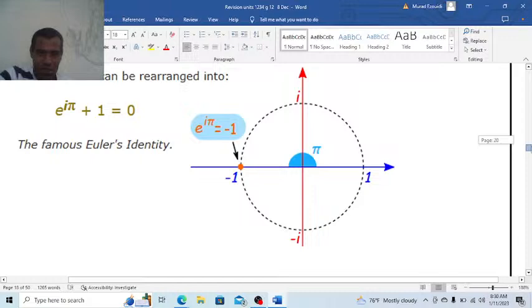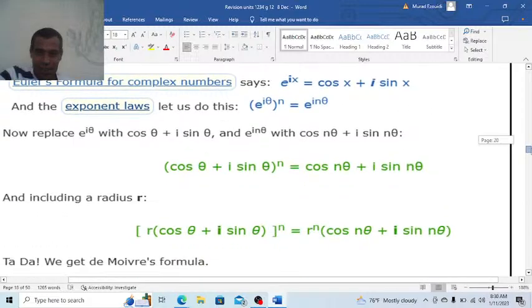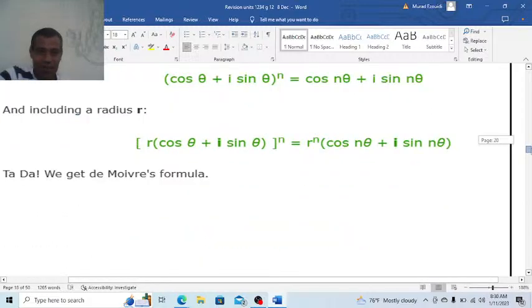This is the unit circle of Euler's identity. We also see this formula, called De Moivre's formula, which is r times cosine theta plus i sine theta, to the power n. It will be r to the power n times cosine n theta plus i sine n theta.